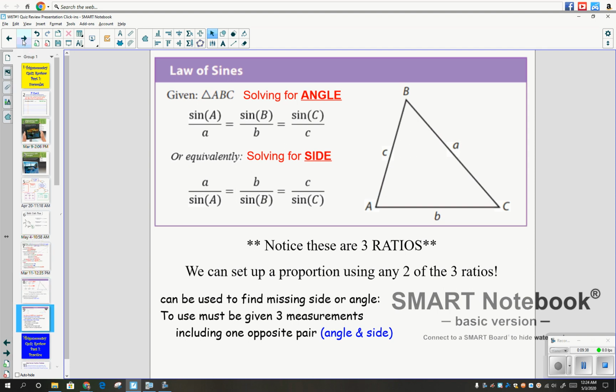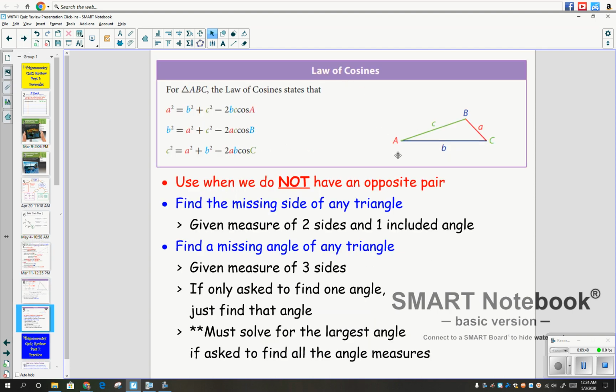And if there isn't an opposite pair, we use the law of cosines. And here's our formula. A squared equals b squared plus c squared minus 2bc times cosine of A. Remember, lowercase letters represent sides. The uppercase letters represent angles.